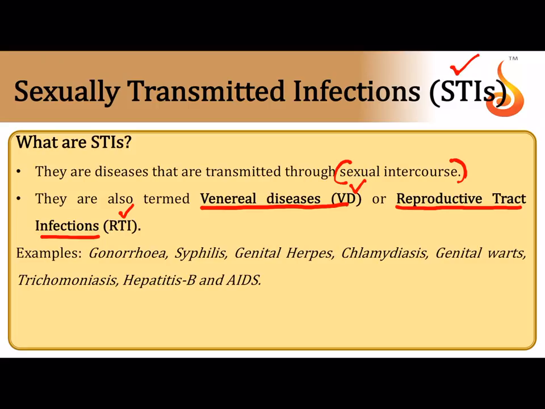There are a lot of different types of sexually transmitted infections. To mention a few, we have gonorrhea, syphilis, genital herpes, chlamydiasis, genital warts, trichomoniasis, hepatitis B, and AIDS. So you can see there are so many diseases which are transmitted through sexual contact or sexual intercourse with an infected person. All these diseases are collectively referred to as sexually transmitted infections. Okay.